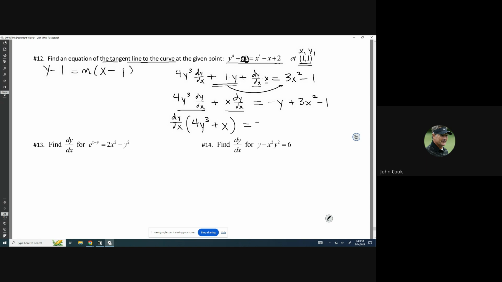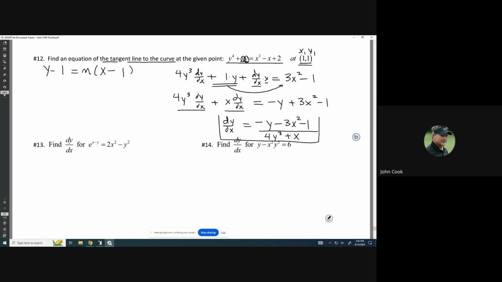And then it's equal to the other stuff. Now to get dy dx all by itself, it's multiplying by all that stuff right now. I would just divide it out. So I'm just going to divide by all that stuff, 4y to the third plus x. And now I've got my dy dx all by itself. And that's what I wanted in the first place, the derivative. So there's my derivative.